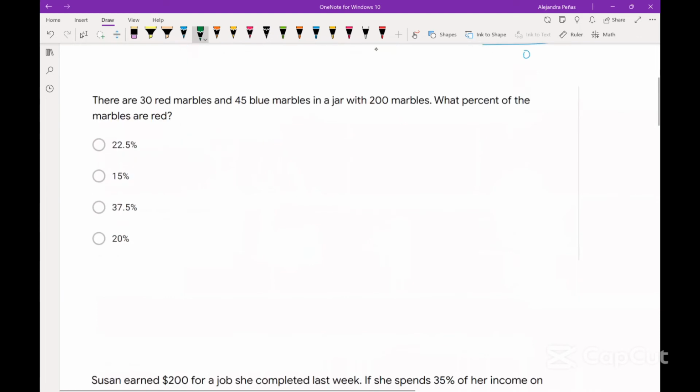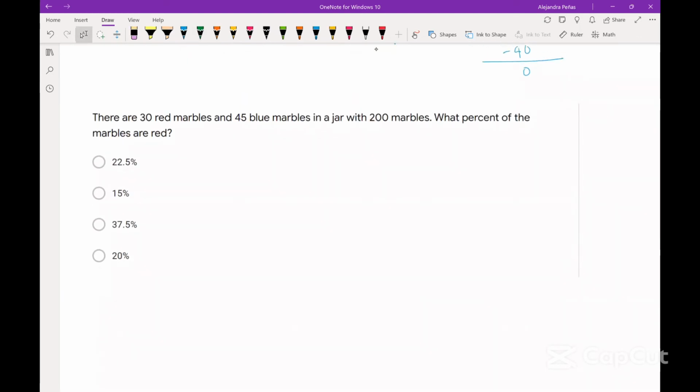All right. In the next one, again, still working with percents, it says that there are 30 red marbles and 45 blue marbles in a jar with 200 marbles. What percent of the marbles are red? So again, we're going to use the same proportion: part over the whole equals percent over 100.